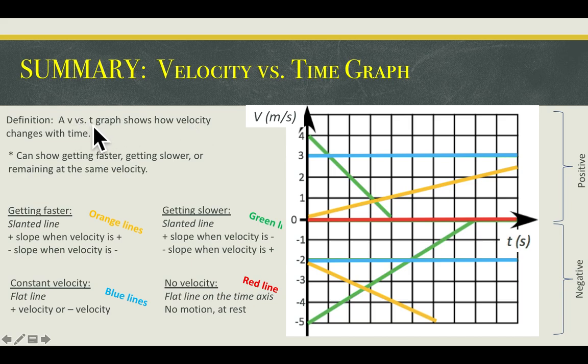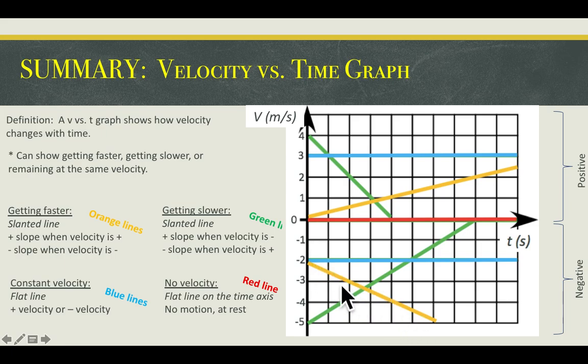All right, so as a summary, lots of things here to keep in mind. A velocity versus time graph shows how velocity changes with time. A velocity time graph can show that an object gets faster, gets slower, or stays the same velocity. So the orange line shown on this graph shows something that is getting faster. So in this case, velocity is changing. We have a 0 velocity and later a velocity greater than 2, so this got faster.